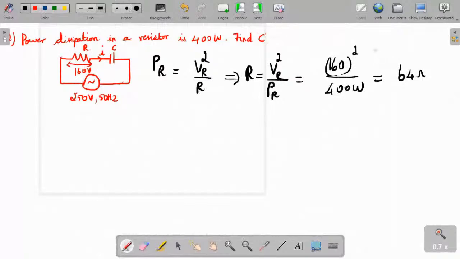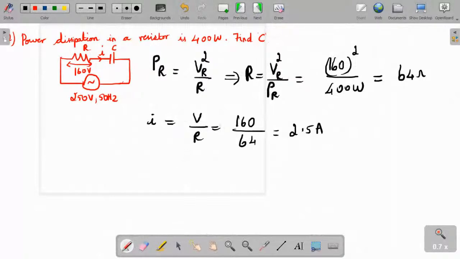Okay, so now we have the resistance value. What is the current flowing through the circuit? It is nothing but V by R. Sorry, the current through the resistor, right? So it is 160 volt divided by the resistor, which is 64. So what answer do you get? 2.5 ampere. Okay, so this I is the current flowing through the resistor. So using V by R, we have found the current.